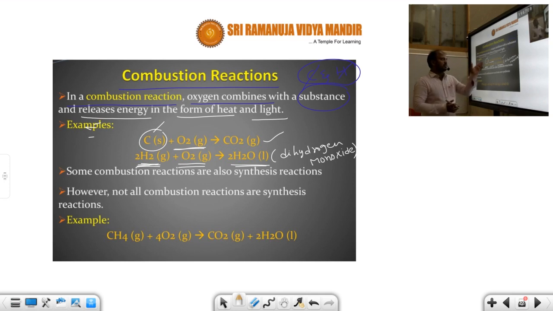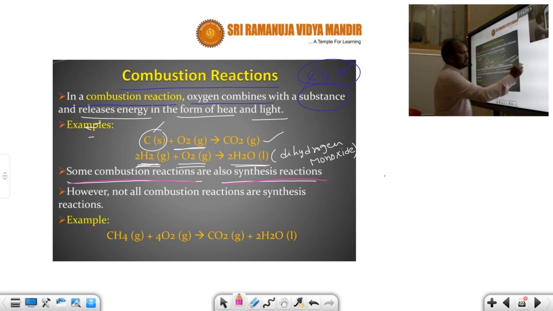So here, the substances react with oxygen to produce their corresponding oxides, and a certain amount of heat energy is released. That's why combustion reactions are exothermic reactions. Generally, some combustion reactions are also synthesis reactions.